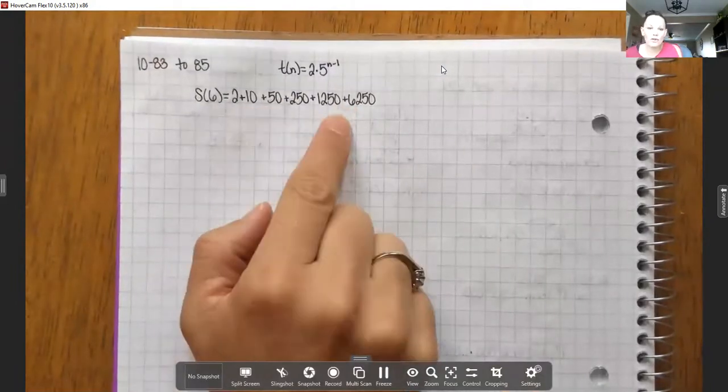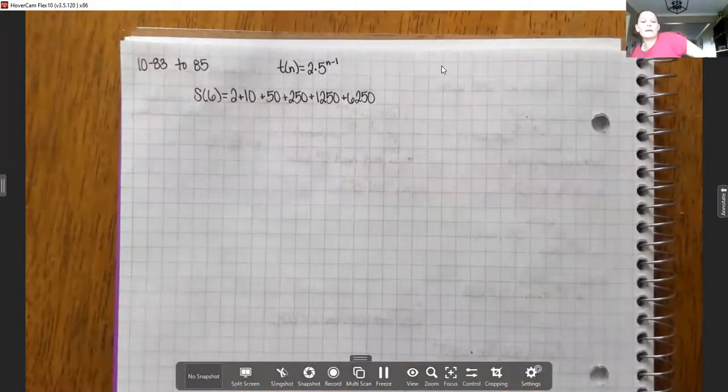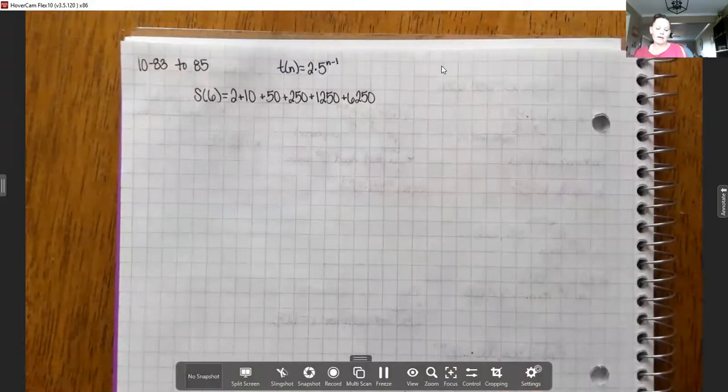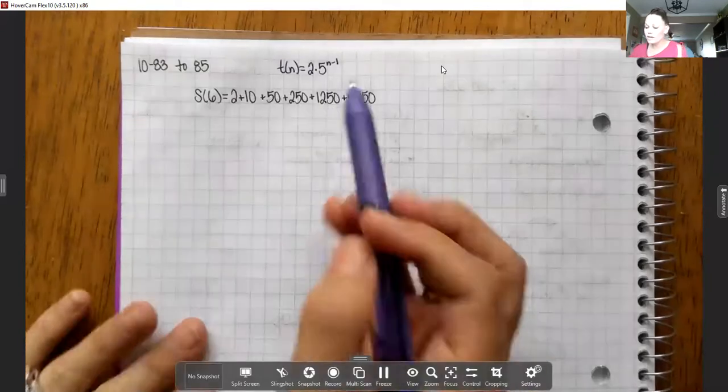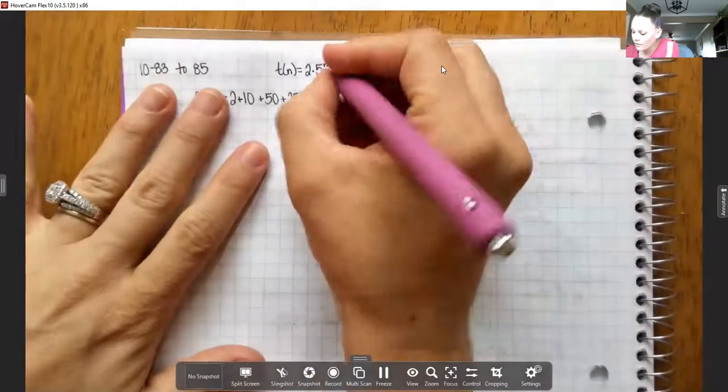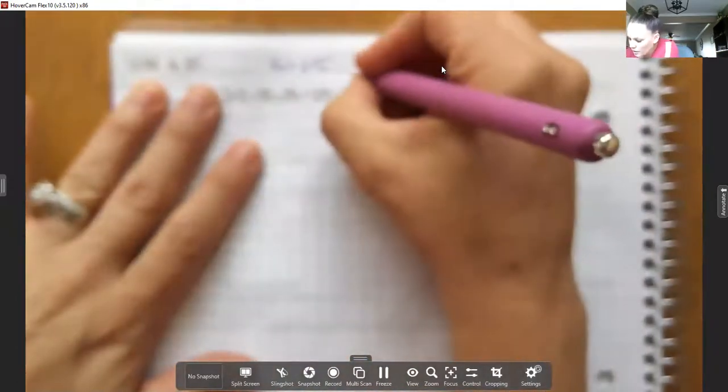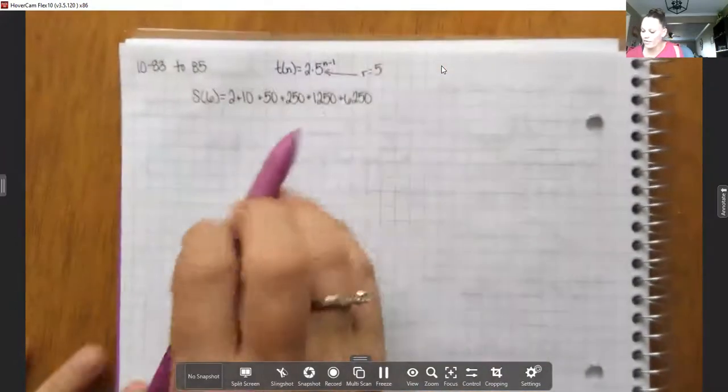Yes, we could type all these into our calculator, and it's not hard because there's only 6 terms and they're not very big numbers. But ideally, we want to be able to do this without having to add each one every time. So the first thing we're going to do is multiply by the multiplier. In this equation, our multiplier is 5. So we're going to multiply both sides of this whole thing by 5.